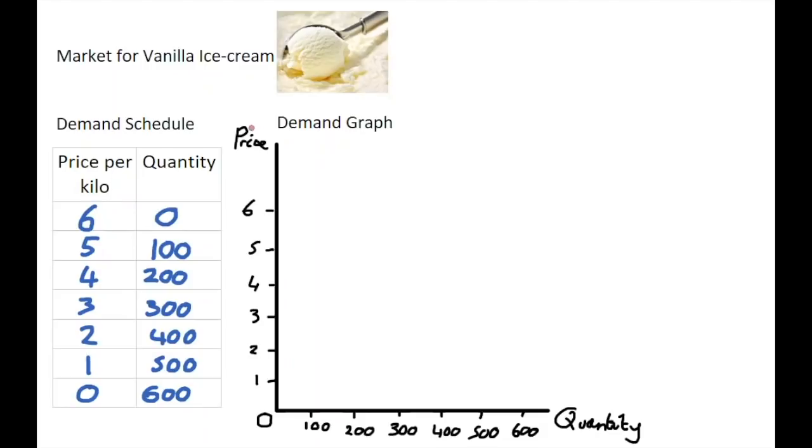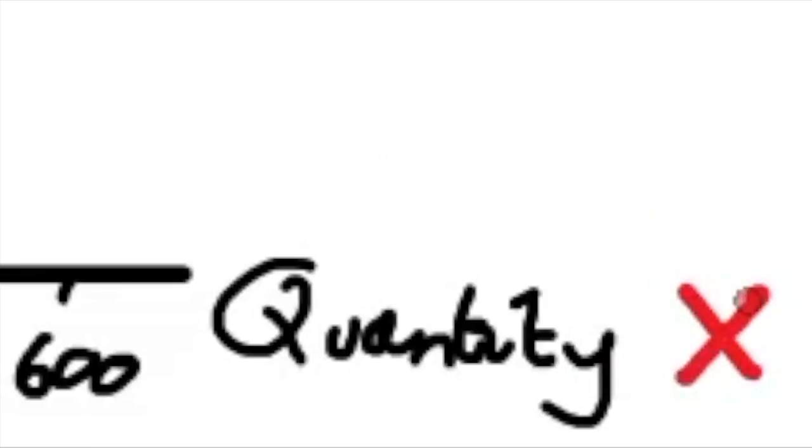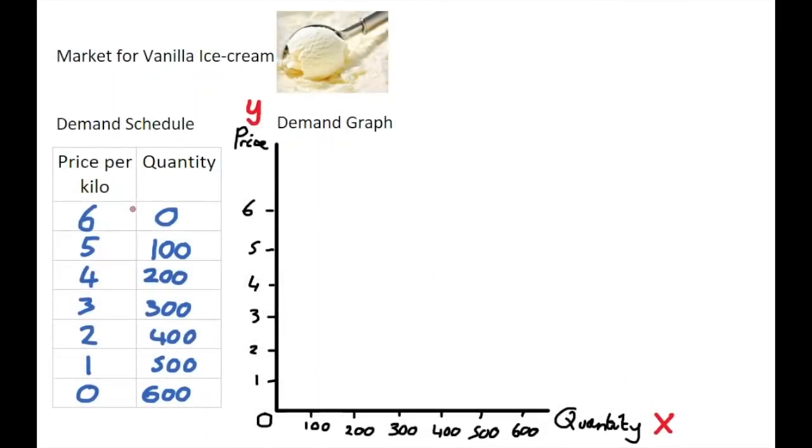To do that, we have price up here on what we call the y-axis, and we have quantity down here on what we call the x-axis. So we're going to take each coordinate for price and quantity and translate them onto our demand graph. We'll start off with a price of 6, and at that price we have 0 quantity demanded. So a price of 6 and 0 quantity demanded is this coordinate up here, our starting one.